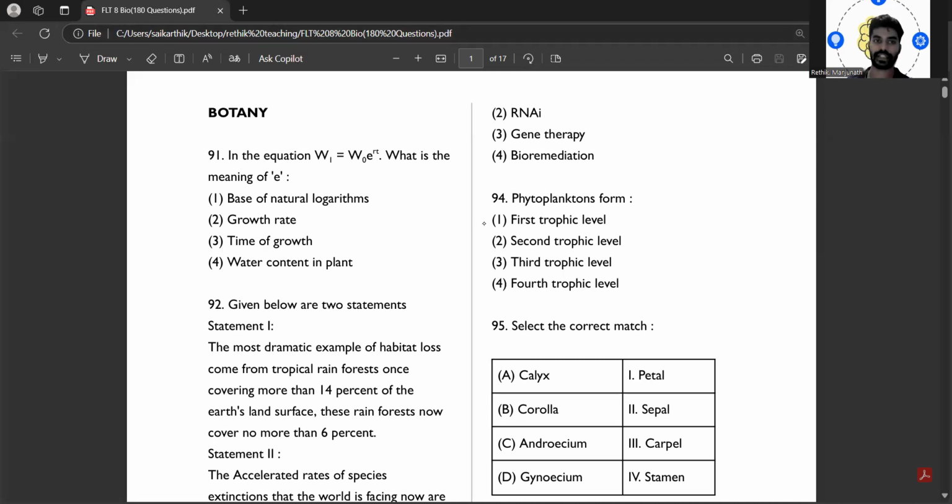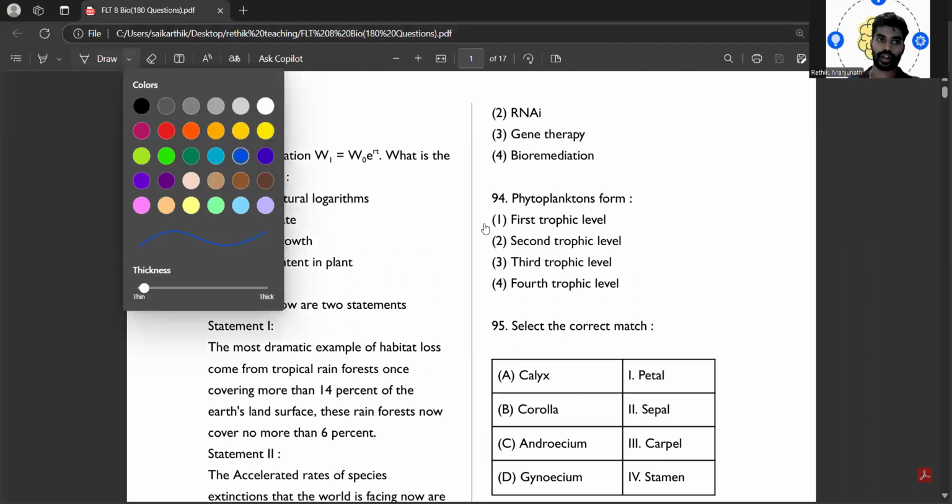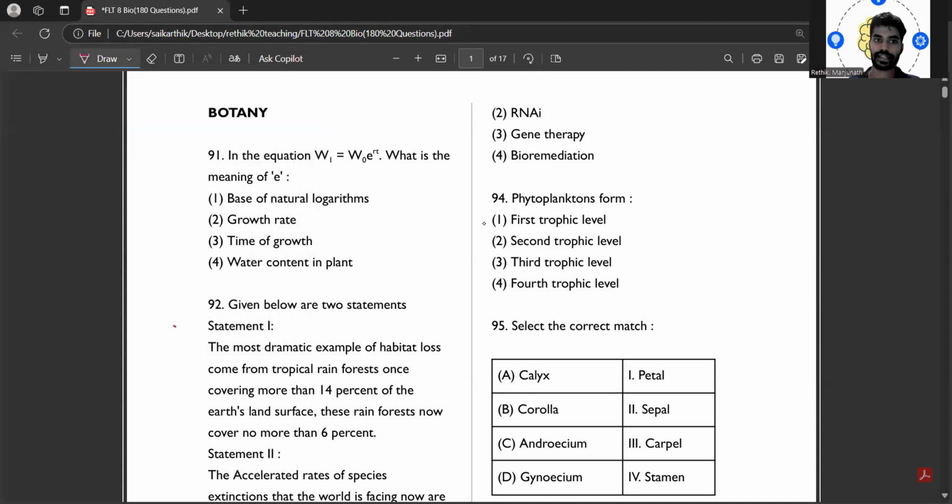The 91st question is an equation W1 is equal to W naught e to the power rt. What is the meaning of e here? It is said to be the base of natural logarithms. Correct. So next question is 92.